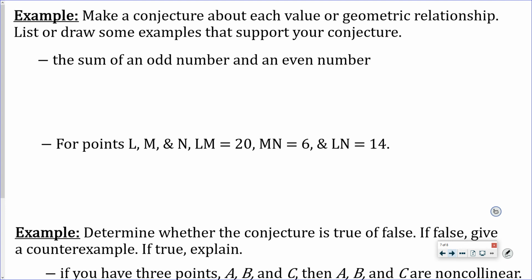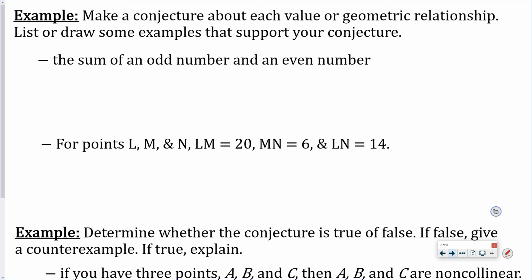So we have 8 examples together. All right, make a conjecture about each value or geometric relationship. List or draw some examples that support your conjecture. Okay, so they want us to make a conjecture about the sum of an odd number and an even number. So I was just going to start by making some examples and seeing any patterns.